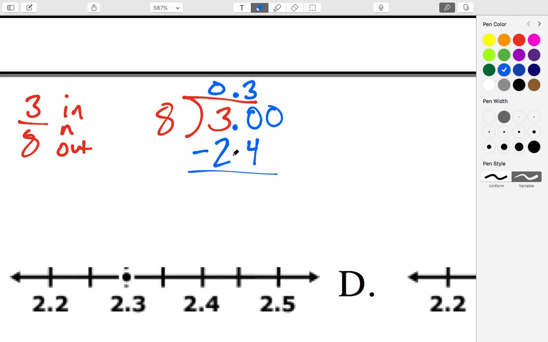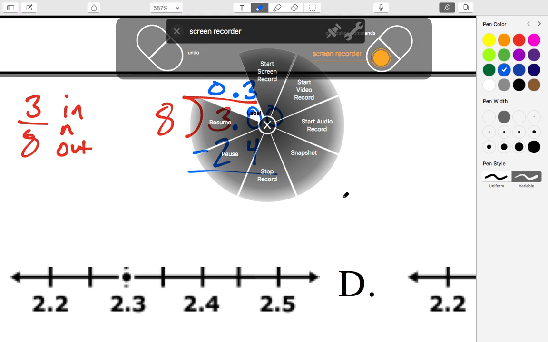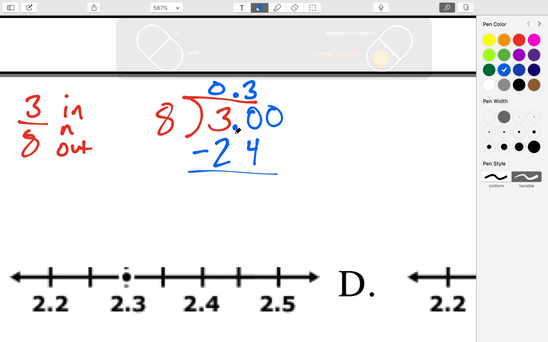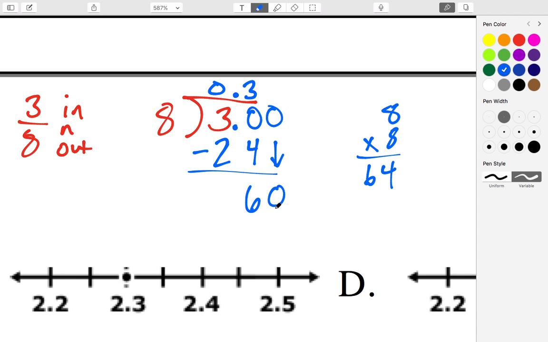What is 30 minus 24? So I'm going to pause the video and then you work the rest out. See if you got it. So you said 30 minus 24 is 6. Bring the 0 down. 8 goes into 60. Did you find out how many times? Let's see. 8 times 8 would be 64. So it's 4 over the 60.